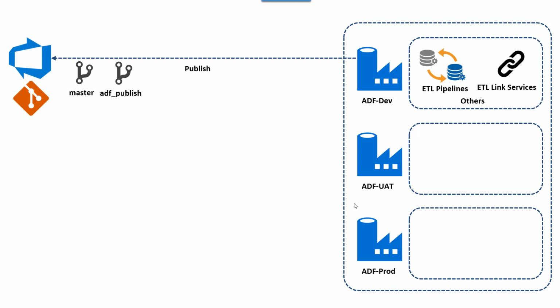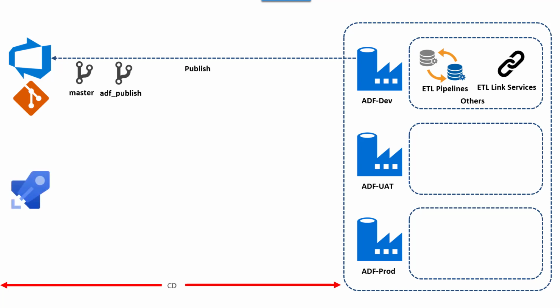Now, all I need is to move this to the other environment. So how can I do that? The next step is that the CD will trigger, because I set a trigger on the continuous delivery pipeline. Once the ADF publish branch is updated, this will automatically trigger the CD pipeline.